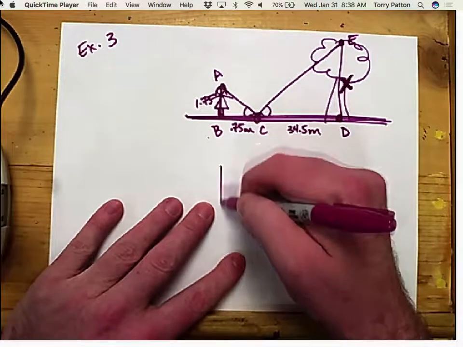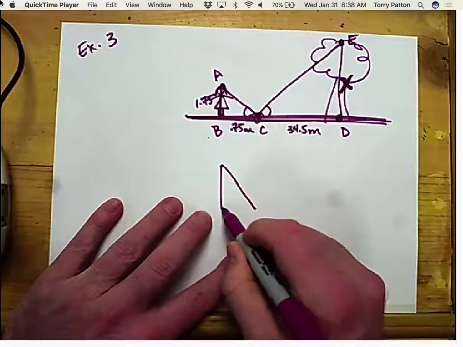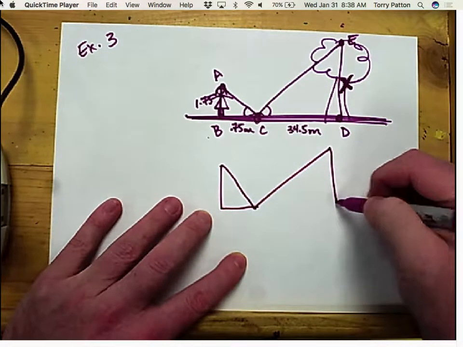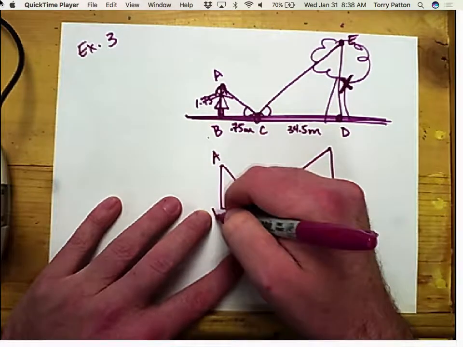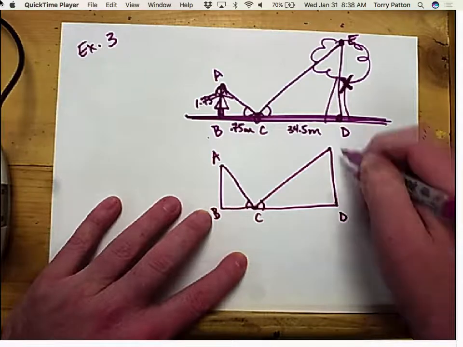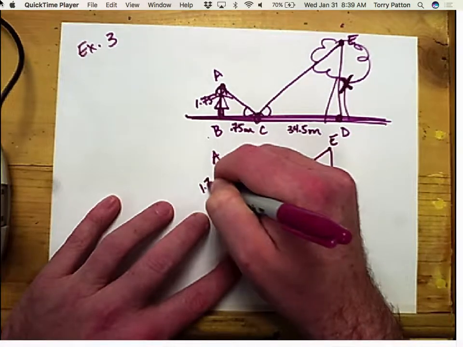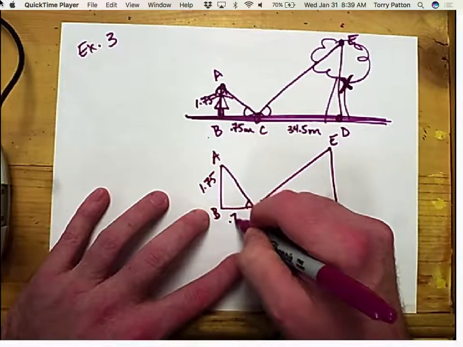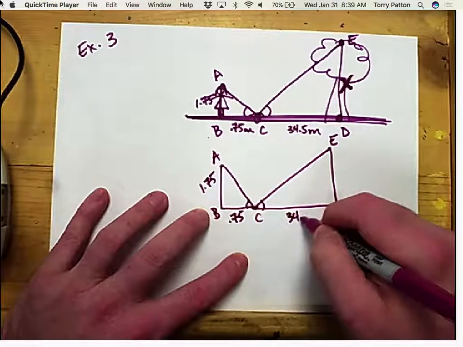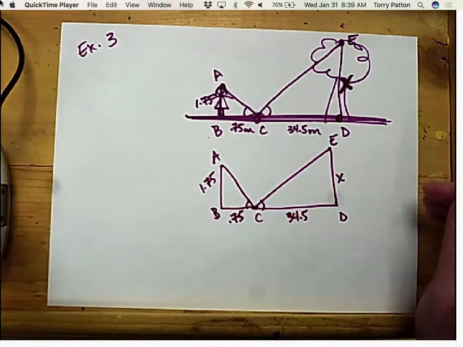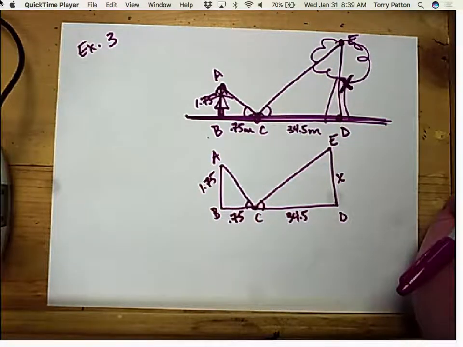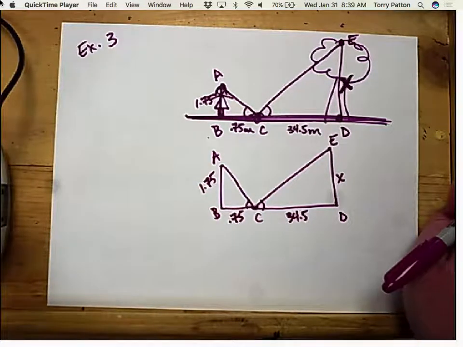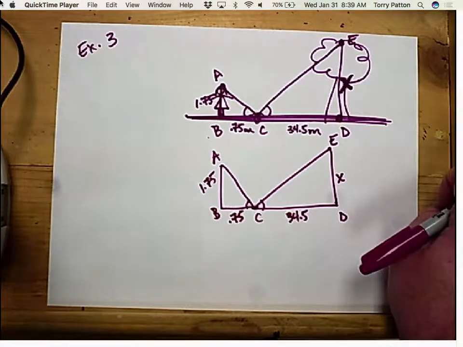now let's draw it without all the messy drawings. We got 1.75. Everything's in meters, so I'm going to leave it off. 0.75 meters, 34.5 meters, and x. Okay. Do we know these two triangles are congruent? Well, we're not going to use side, side, side. I mean, not congruent, similar, sorry.